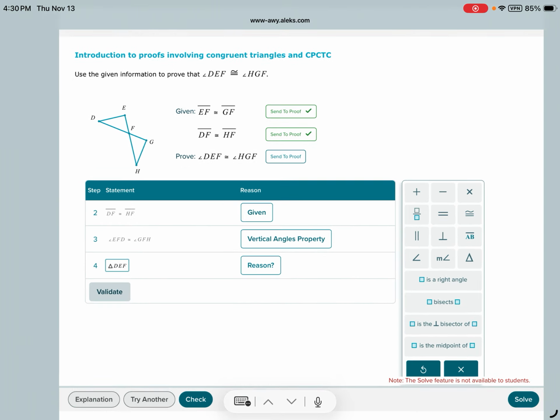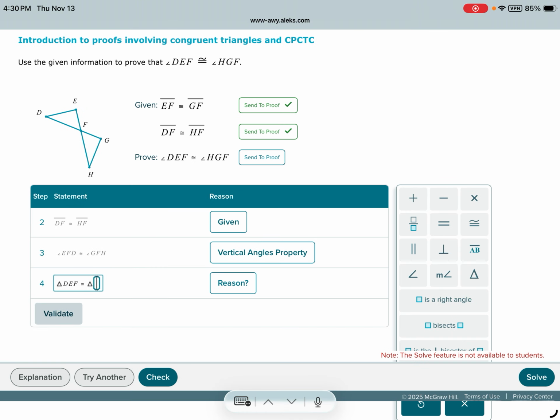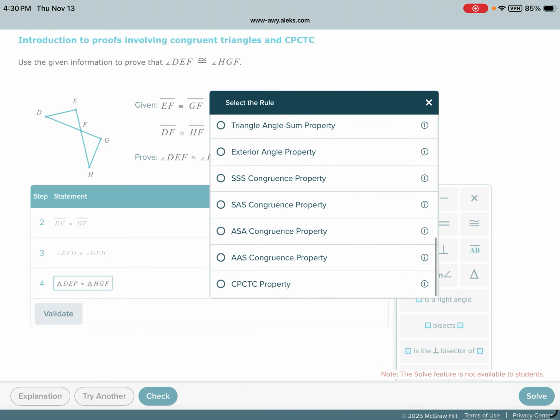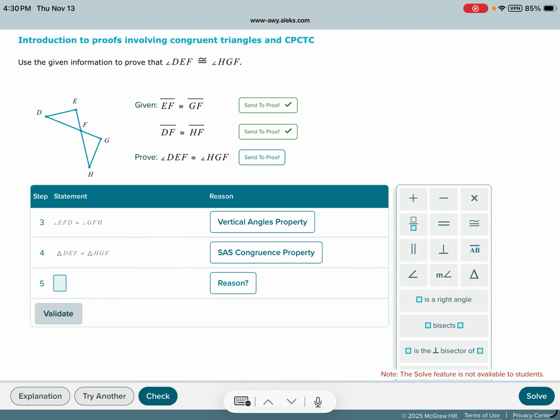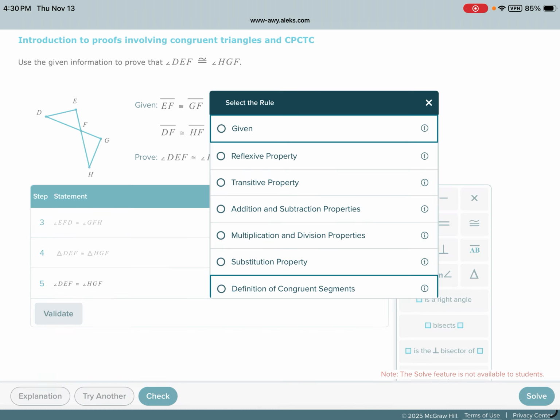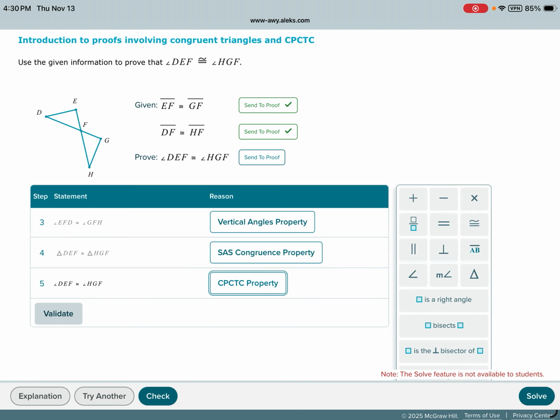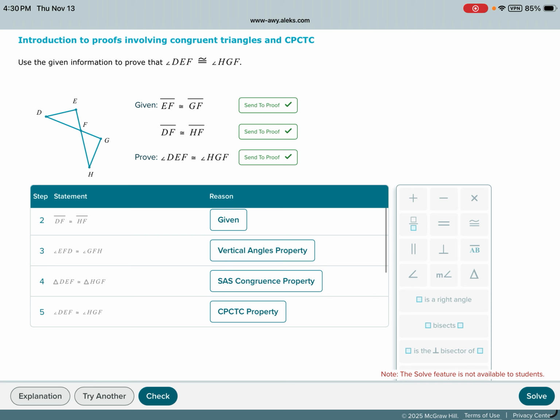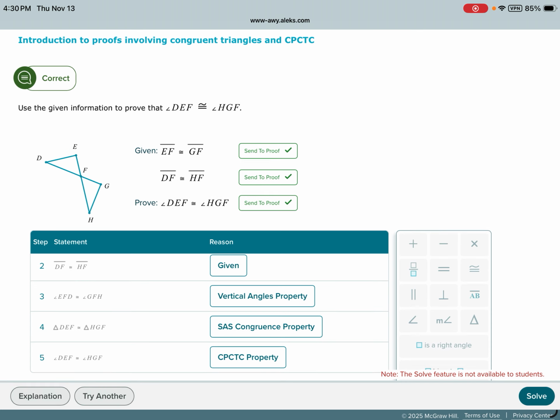The triangle DEF is congruent to triangle HGF. And it's because of, we decided, side angle side, validate. Okay, now that we know that the triangles are congruent, we can now prove that those angles are congruent because congruent parts of congruent triangles are congruent. And there is your proof. All done.